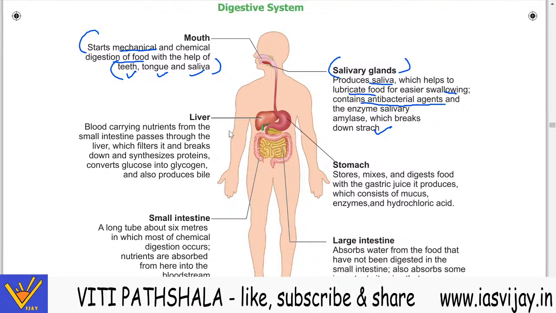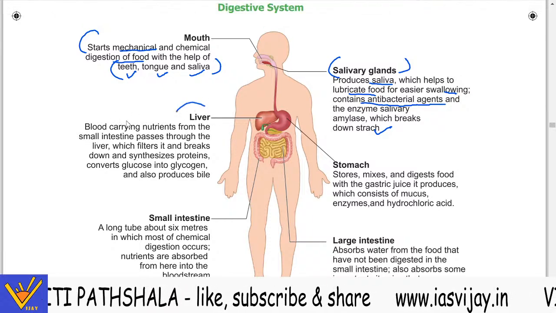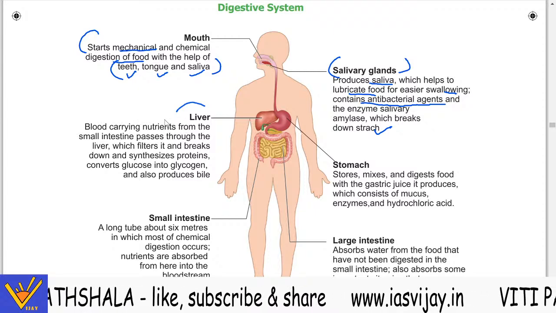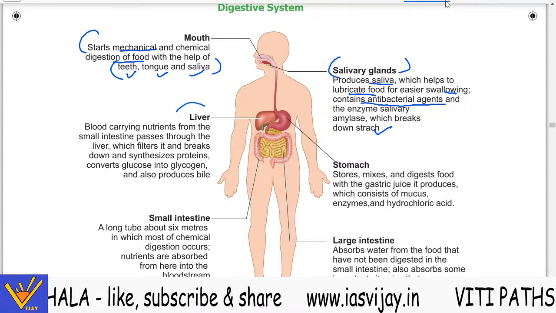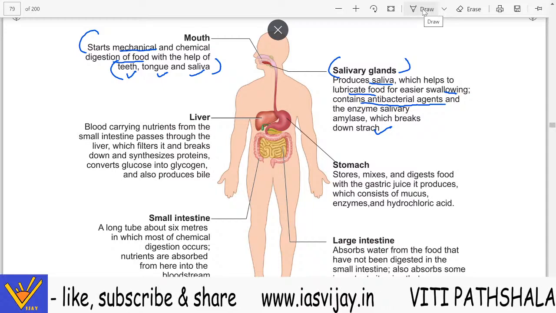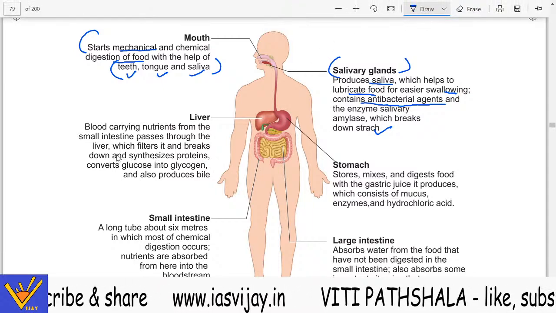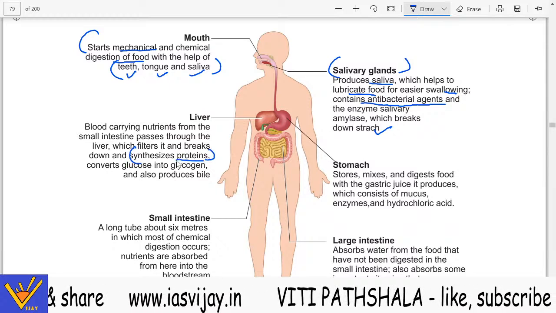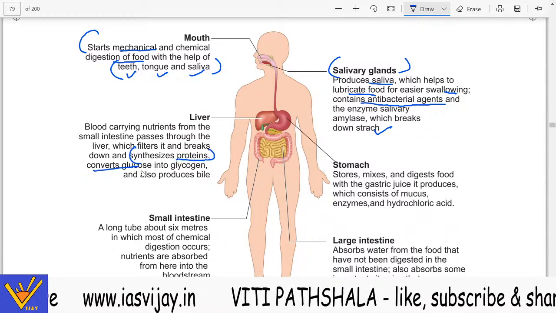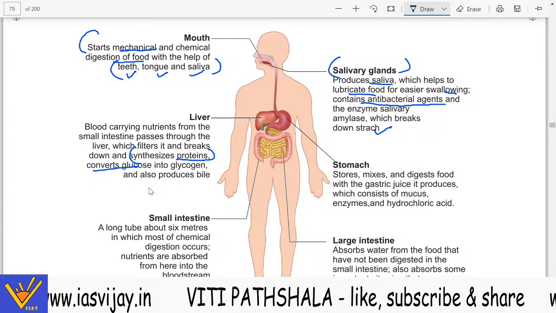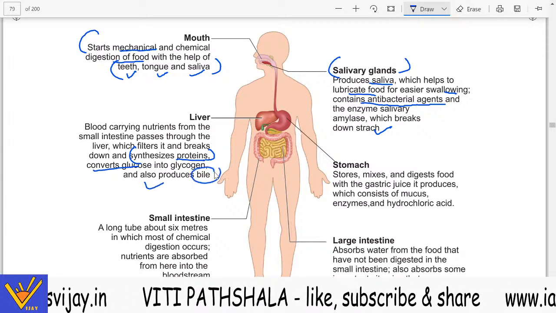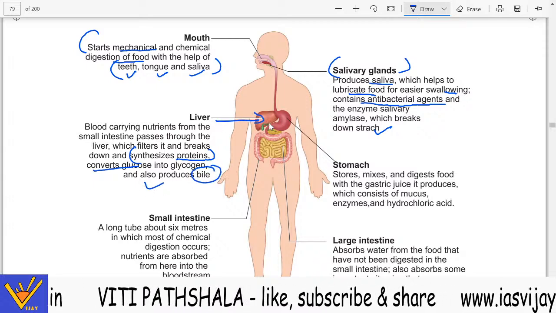Now this comes the liver. Blood carrying nutrients from the small intestine passes through the liver, which filters it, and breaks down and synthesizes the protein. It converts the protein into the glucose and the glycogen and also produces the bile juice. So it happens in the liver.